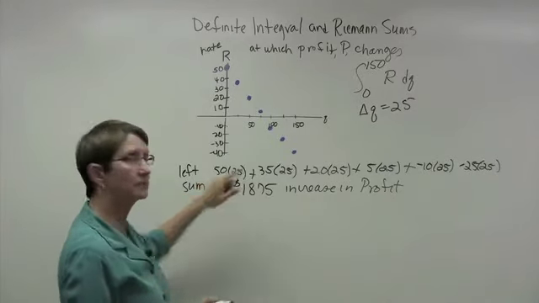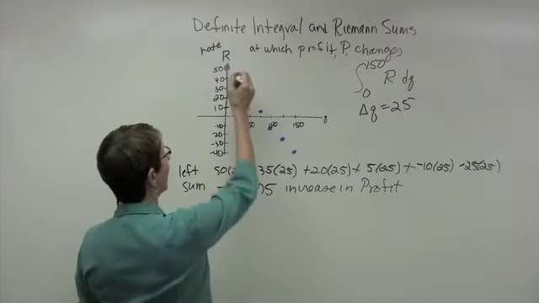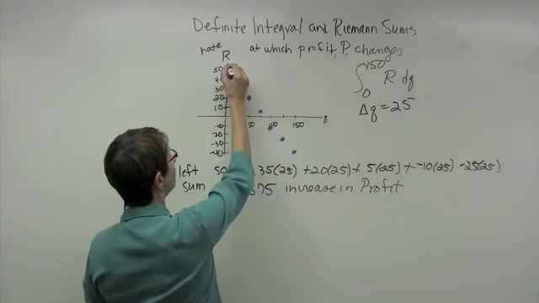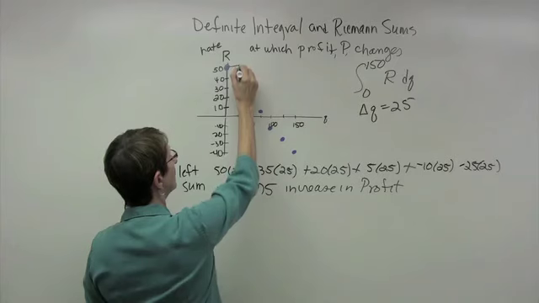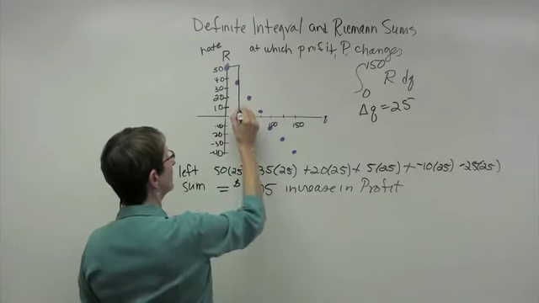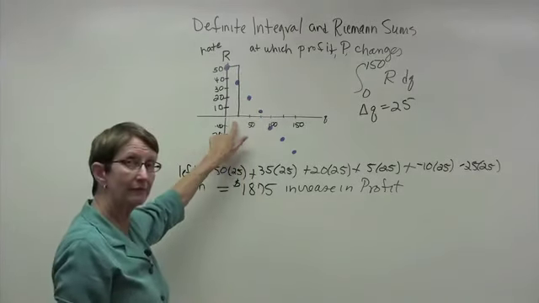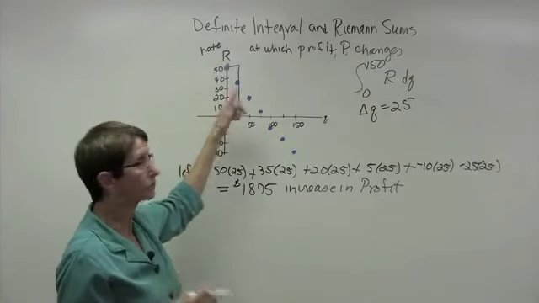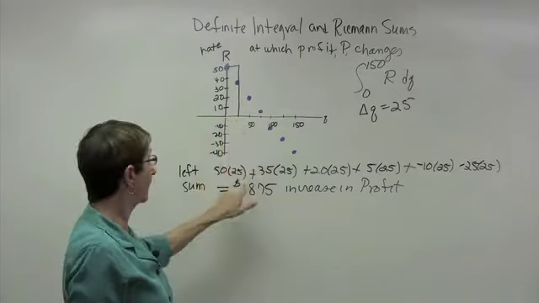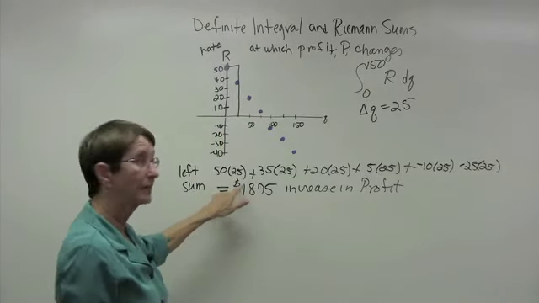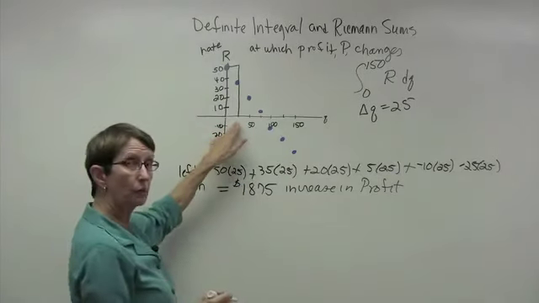I multiplied 50 by 25. If I create a rectangle that's 50 units tall over my interval of 25 units, the height is 50, the width is 25. That's what I have here. I have a height times a width.